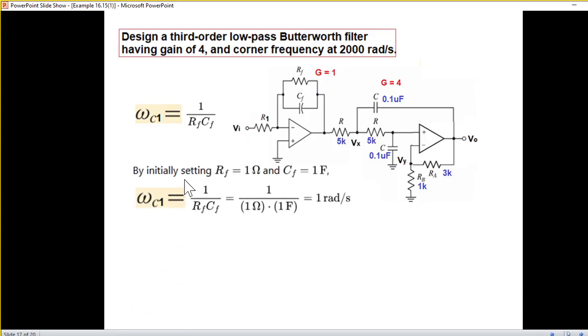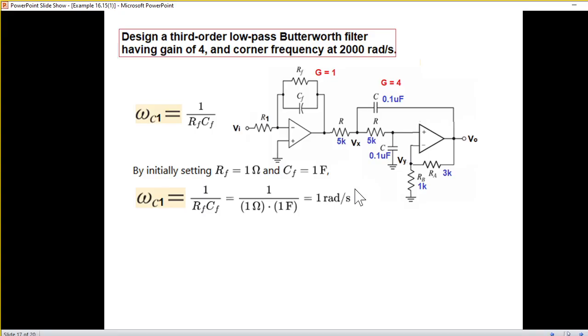Now, if we initially take RF is 1 and CF is 1 farad, as we had done in this case, then here also we can find the cutoff frequency to be 1 radian, which was here initially. For this, we had also taken the cutoff frequency to be 1 radian. And now we'll convert into 2000 radian.